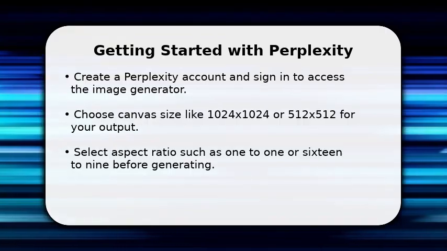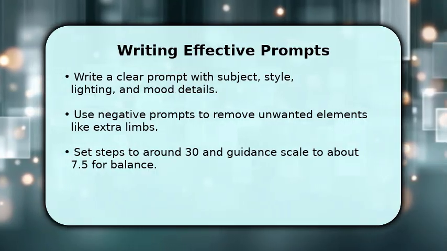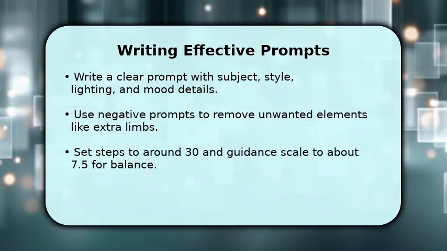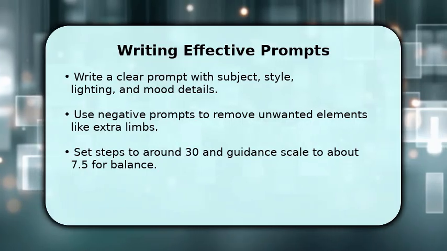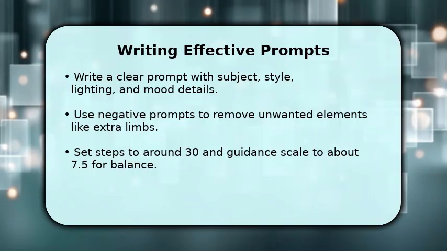Write a clear prompt with subject, style, lighting, and mood details. Include specific terms like cinematic lighting, 35mm lens, or watercolor texture. Use negative prompts to remove unwanted elements like extra limbs or text overlays from images.